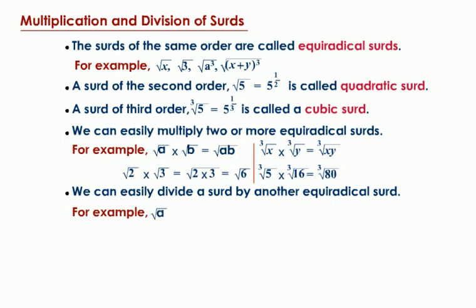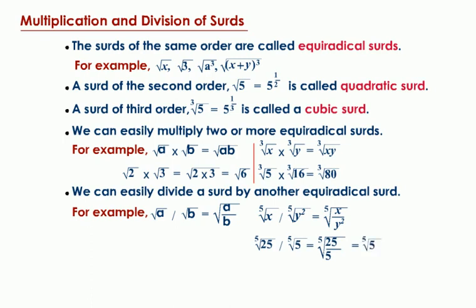√a divided by √b is equal to √(a by b). Fifth root of x divided by fifth root of y square is equal to fifth root of x by y square. Similarly, fifth root 25 divided by fifth root 5 can be written as fifth root of 25 by 5, which equals fifth root 5.